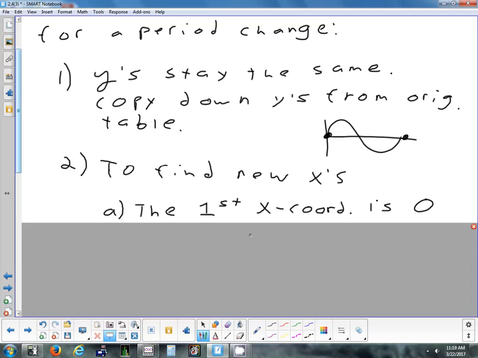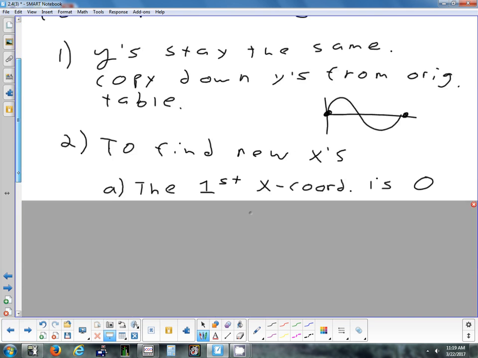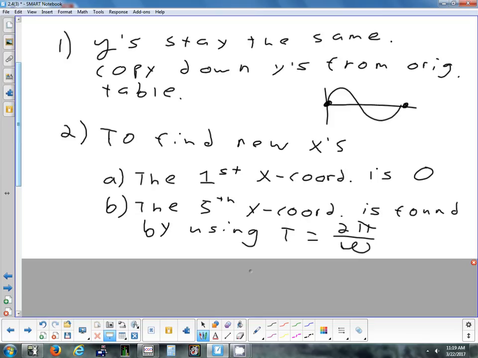How do you find the length of the period? Gabe? That's what we just did. To find the period, use that formula. So the 5th x coordinate, the last one, is going to be given by finding the length of the period. Where do you stop? So just use your formula.